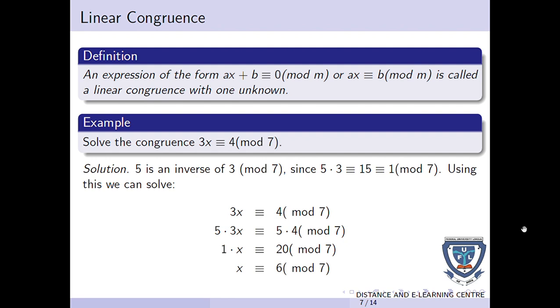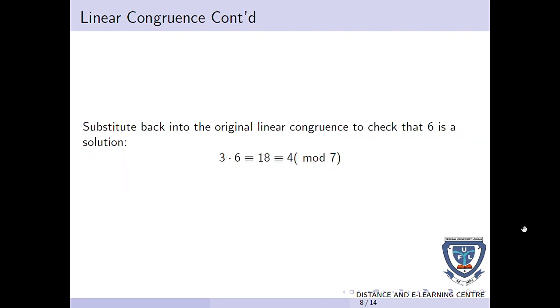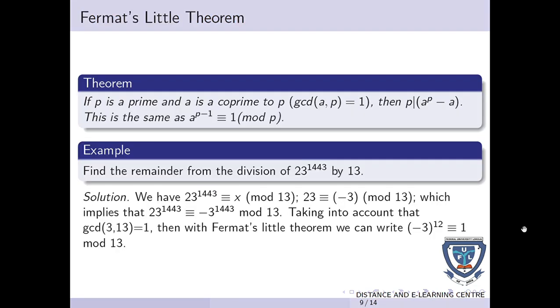Using this information, we can now solve this problem and break it down, and we now have x is congruent to 6 modulo 7 as the answer. Now, substituting back into the original linear congruence to check whether 6 is actually a solution, you discover that 3 times 6 will give us 18, which under modulo 7 is congruent to 4 modulo 7.